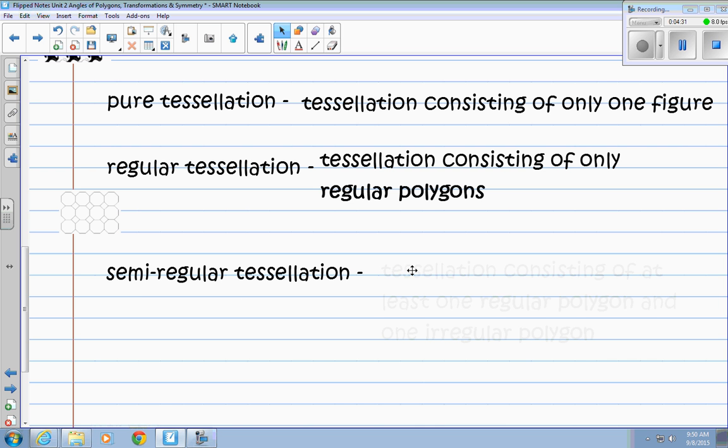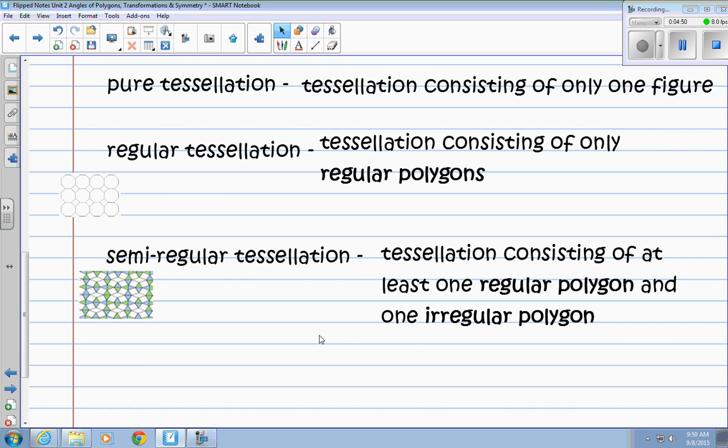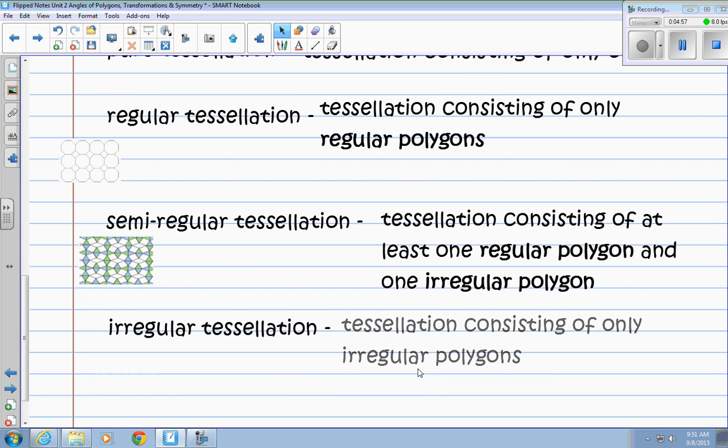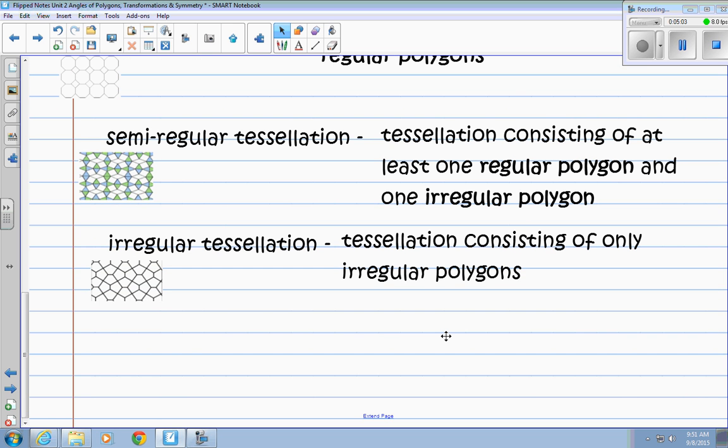We have a semi-regular tessellation where at least one polygon in the tessellation is regular and one is irregular. So here we have squares and these diamonds and triangles. The diamonds would be an irregular polygon, and the squares are regular. It's hard to tell if the triangles are regular or irregular, but we have at least one regular and one irregular. And then we have an irregular tessellation, which is where all the figures in it are irregular polygons. So hopefully those are pretty straightforward.